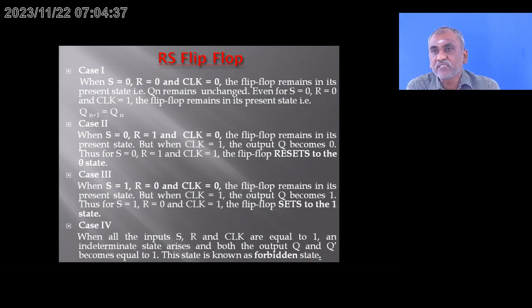Case 2: when S is equal to 0, R equal to 1, and I pass the clock input equal to 0, the flip flop remains in the present state, right? When I pass the clock input equal to 1, the output of Q becomes 0. You see that R equal to 1, S equal to 0 and the clock equal to 1, the output of Q becomes 0. In this case the flip flop resets.